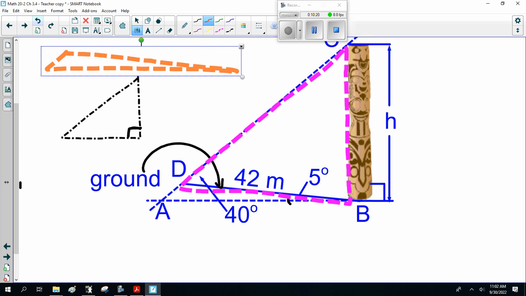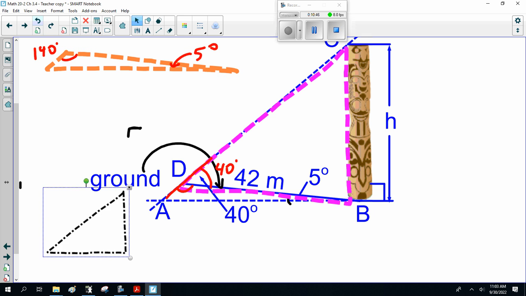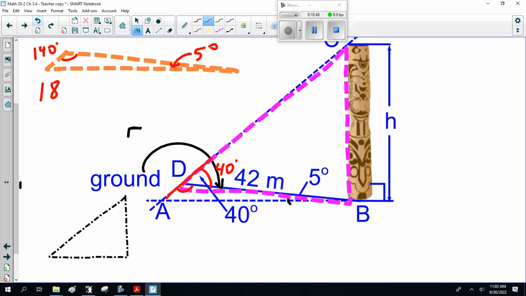There it is. Now, remember 5 degrees here. Now, the other thing I want to point out is the 40 degrees here. So this is a straight line, which makes these two angles supplementary. So this other angle here will be 180 minus 40, or 140 degrees. Now the three angles in a triangle make 180. So 180 minus 140 minus 5 is 35 degrees. So this angle here is 35 degrees.